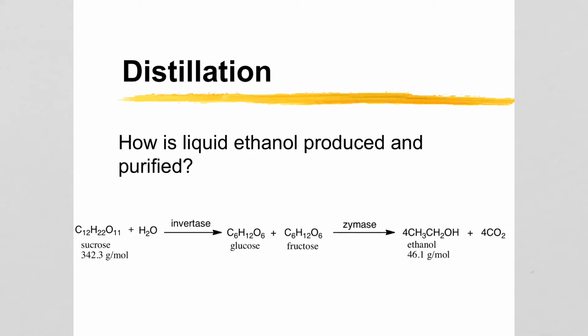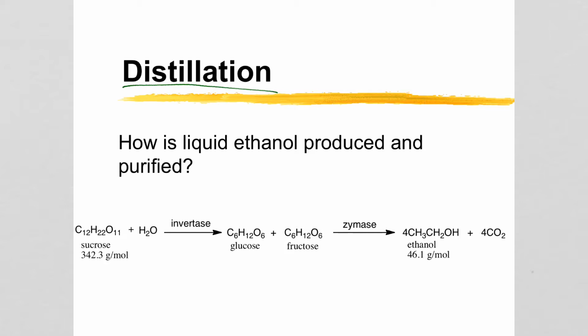This is the pre-lab video for Lab 4 in Chemistry 231. The title of this lab was How is Liquid Ethanol Produced and Purified? And we're going to see that we're going to be using a technique called distillation.